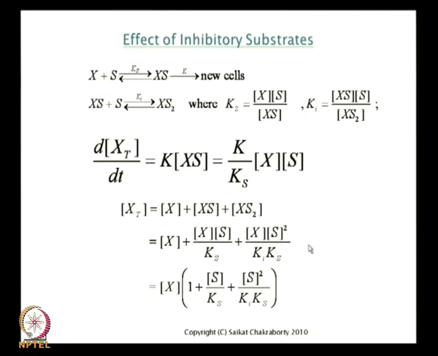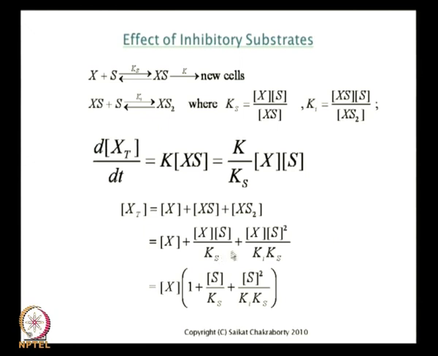Clear? So that is what we do. So we write this x plus xs plus xs2. So x plus xs I have substituted from here, so x times s over ks, and xs2 I have substituted from here. So xs2 from here is xs times s over ki. Fine. Where xs could again be substituted by x times s over ks.